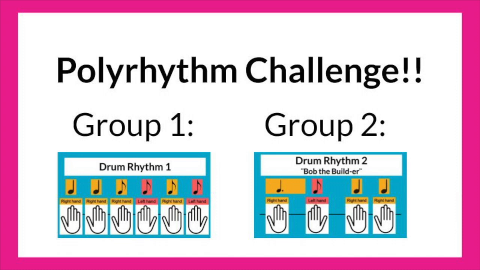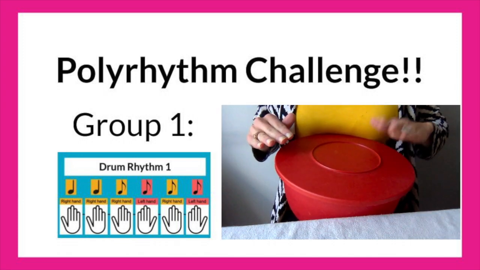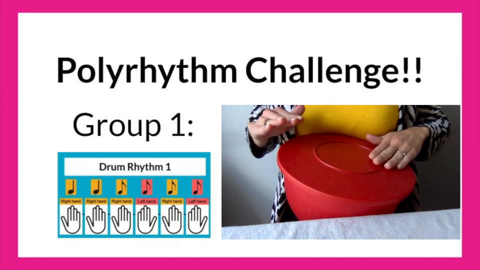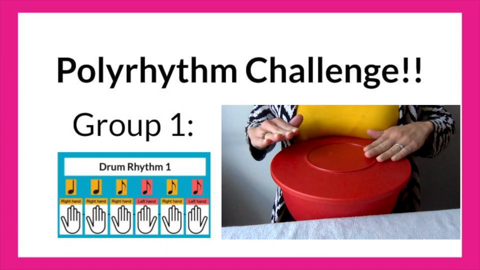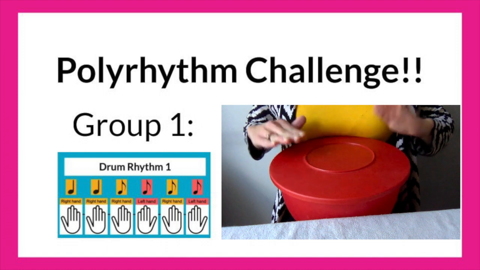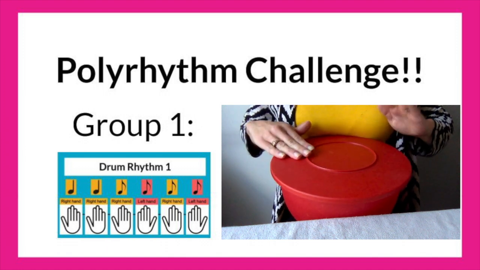Let's start with group 1, the drum rhythm 1. We can all play it together, and then I'm going to have you switch to group 2 while I continue number 1. All right? Let's start with number 1. 1, 2, ready, go. 1, 2, 3, and 4, and 1, 2, 3, and 4, and 1, 2, 3, and 4, and.